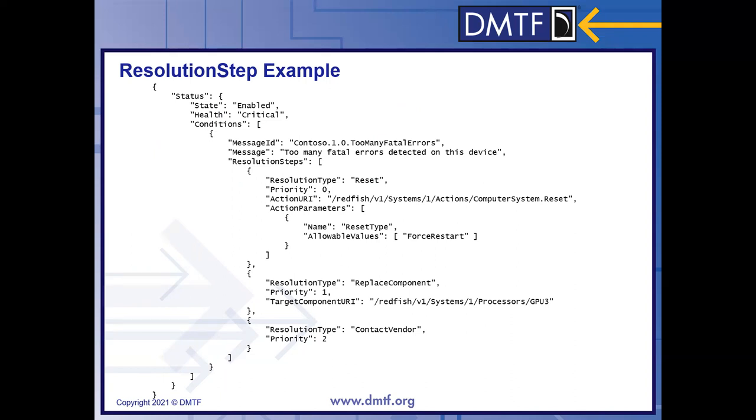So there's guidance for what you as a user may need to programmatically do to correct this type of issue. The first step, marked as priority zero, says it's going to be a reset of some type. And we give the action URI of where to invoke that reset and what type of reset you need to invoke. In this case, it's a forced restart.